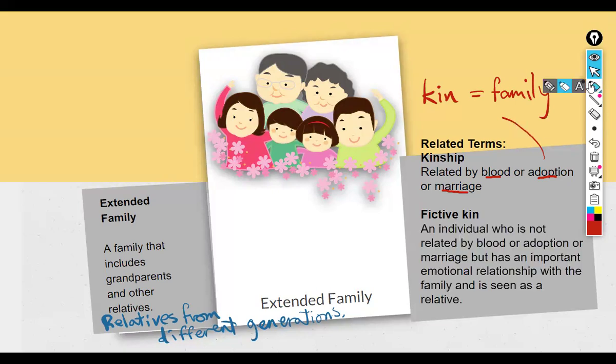So an individual, and again, you could shorten this, you could just say not related by blood or adoption or marriage, but they have an important emotional relationship with the family. Godparents is another example. And the family sees them as a relative. So you could go by your auntie's house and they could watch you after school, or they could come in the house and help make food, or they are helping to fulfill the roles, the responsibilities, jobs of the family.